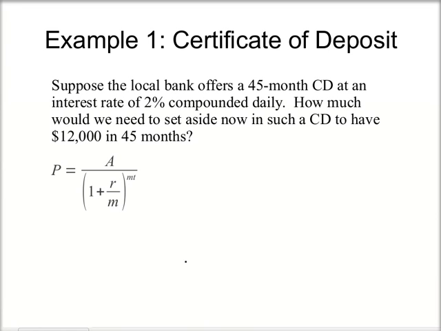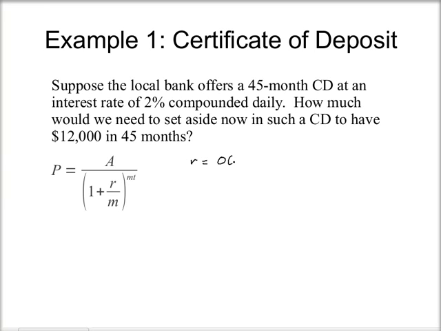So let's take a look at an example of present value. Suppose that the local bank offers a 45-month CD at an interest rate of 2% compounded daily. How much would we need to set aside now in such a CD to have $12,000 in 45 months? In this case, I've got my nominal annual interest rate of 2% and my compounding period, which is daily. So my R is equal to 2%.